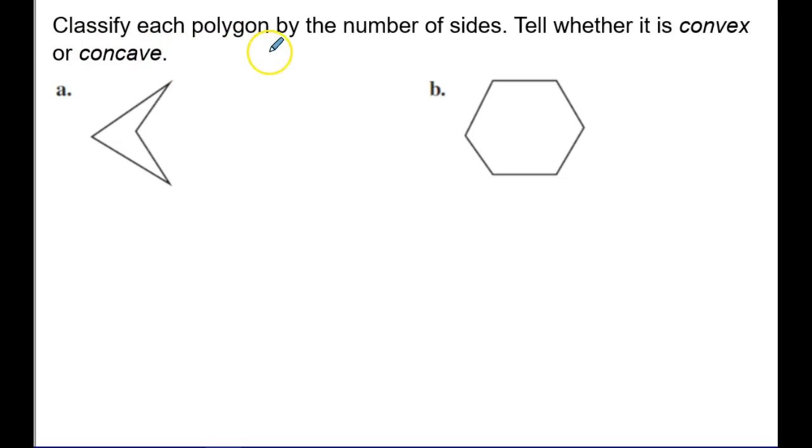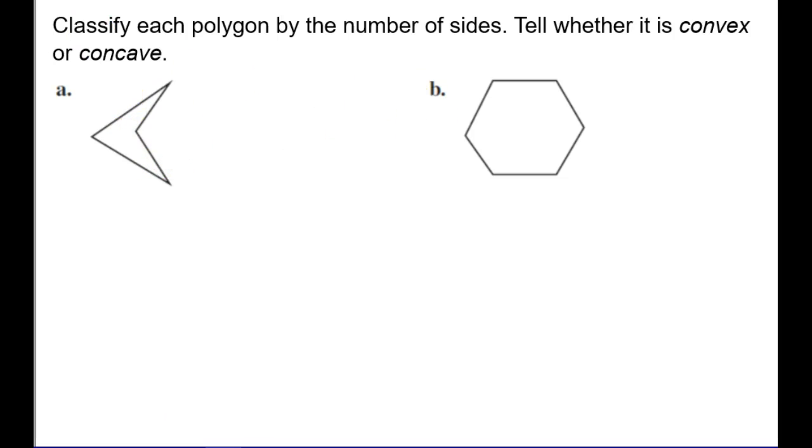So now I have to classify each polygon by the number of sides and tell whether it's convex or concave. So this first one, I always want to count the sides. So I have 4 sides. So this is a quadrilateral. And I see that it has this part, so it goes in a little bit, so it's a concave polygon.